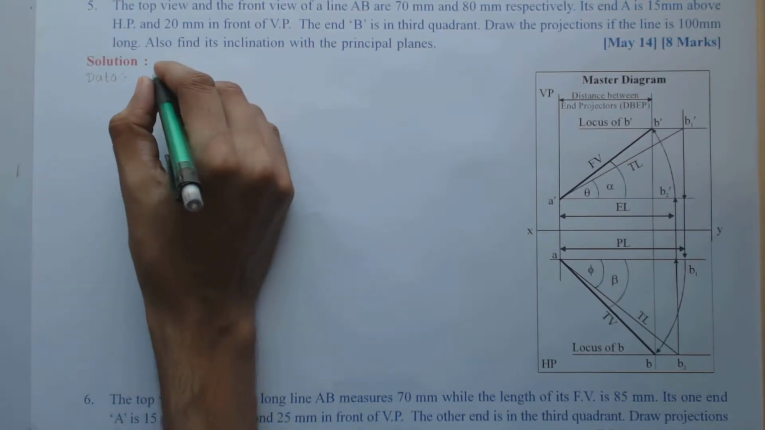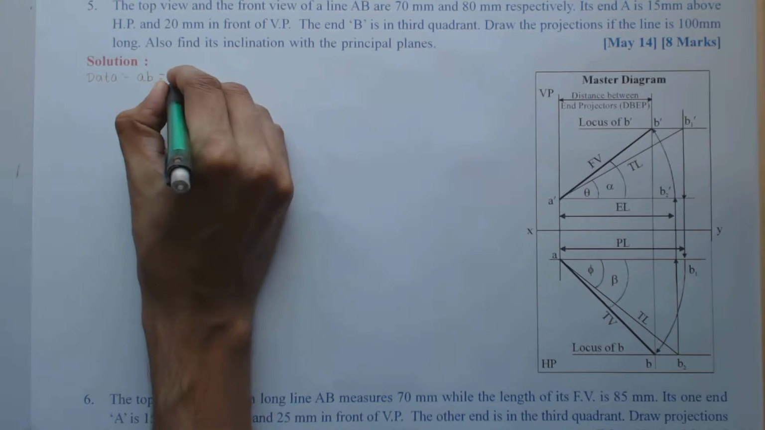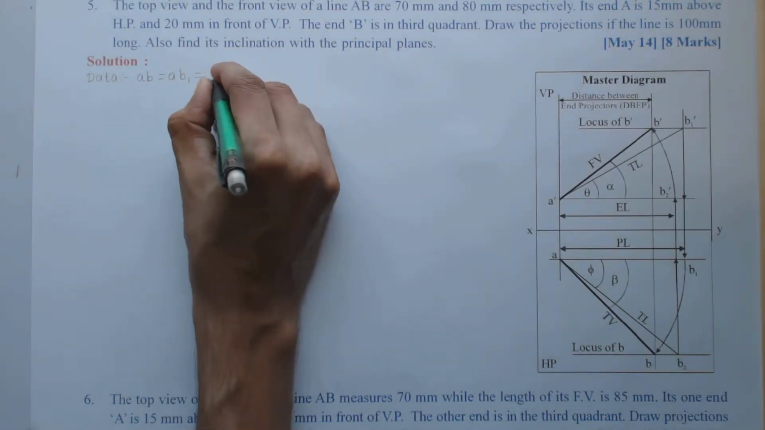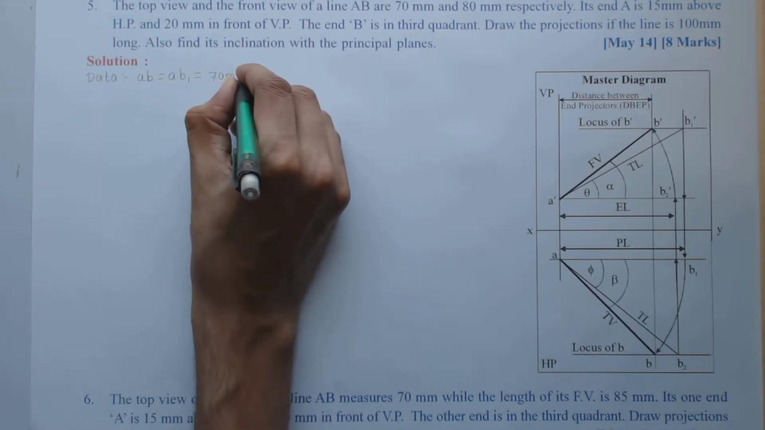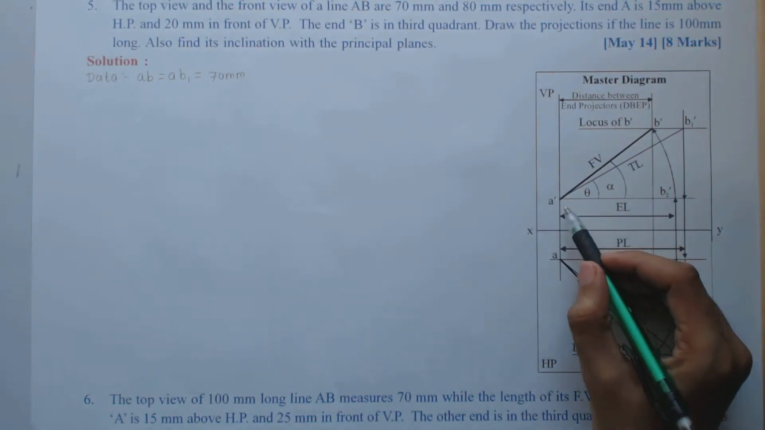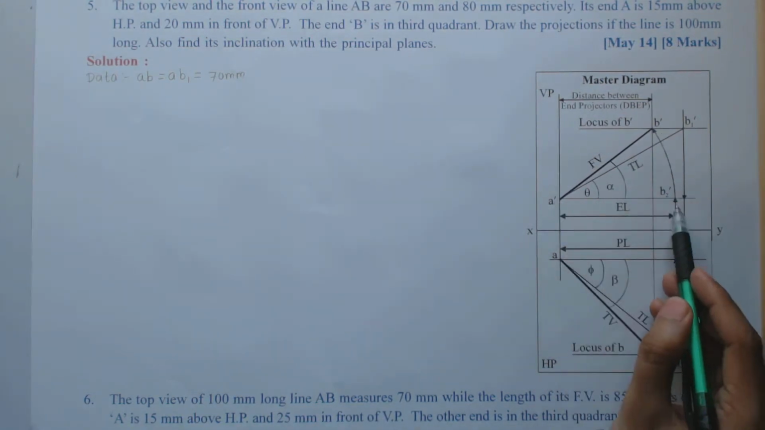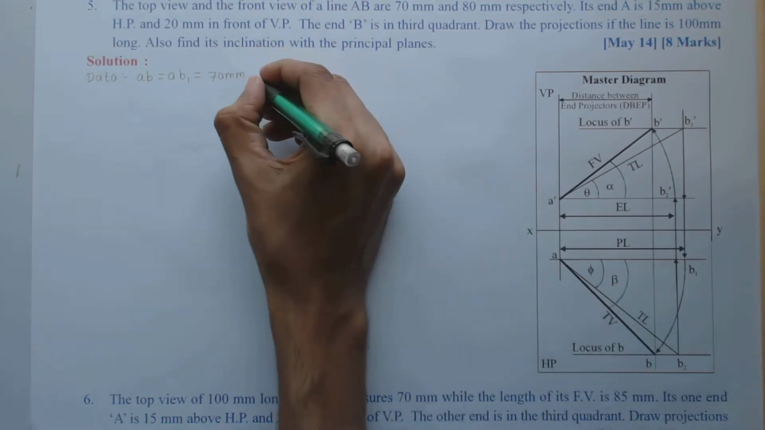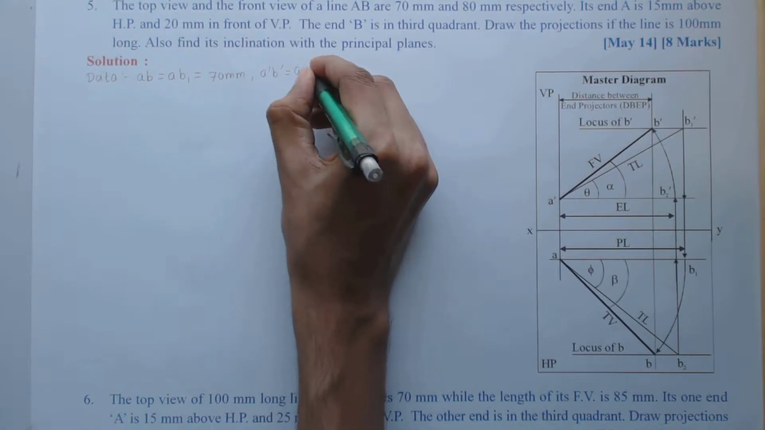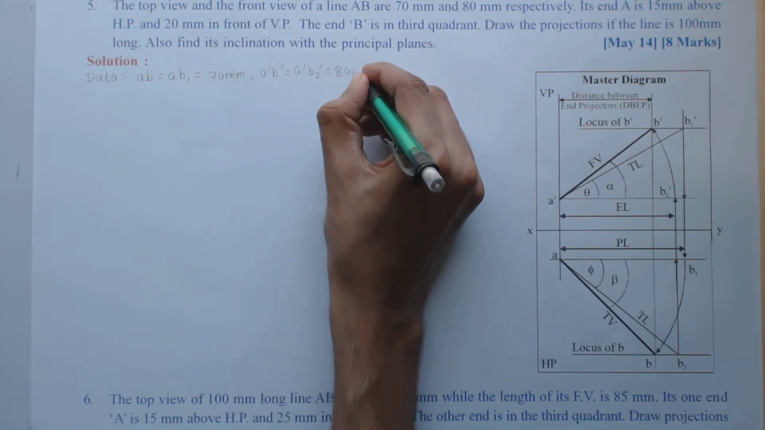So I can write the data. Top view is given, so we know two notations: AB is equal to AB1 is equal to 70 mm, and front view is 80 mm. From the master diagram again, front view is A dash B dash, which is also equal to the elevation length A dash B2 dash. So I can write the data as A dash B dash is equal to A dash B2 dash is equal to 80 mm.